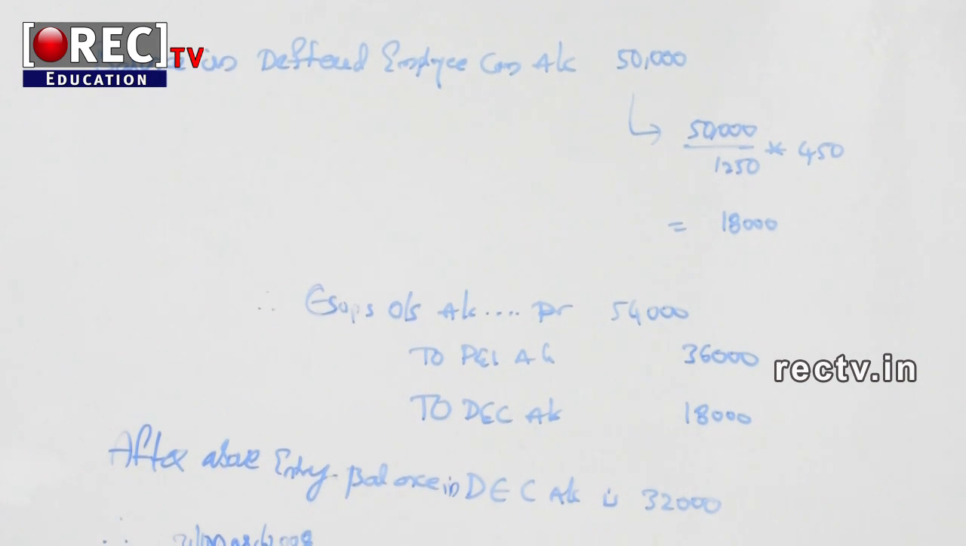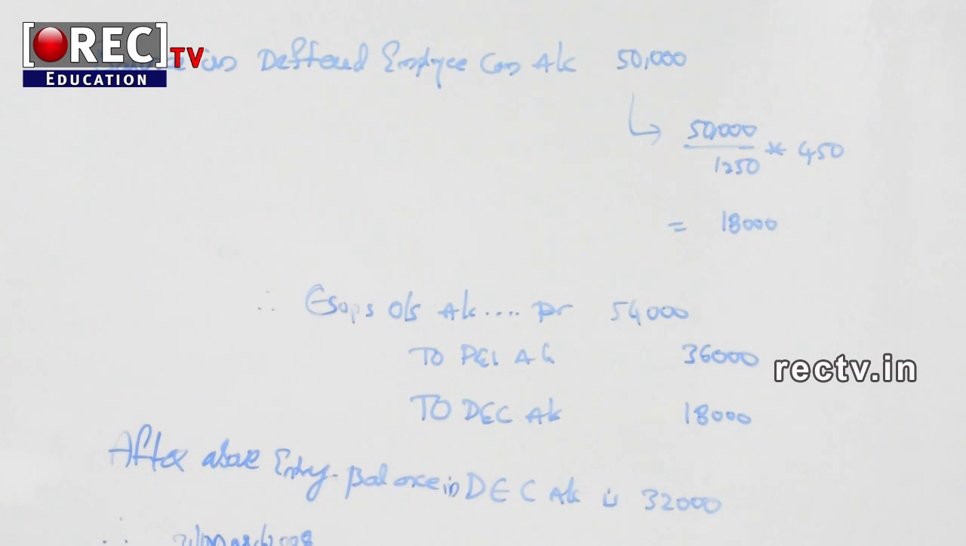After that our entry will be ESOPs outstanding account debit. It is a liability, so we have to reduce the 54,000 from ESOPs outstanding account. So we have debited ESOPs outstanding account with 54,000, and already we have booked expenditure excess of 36,000. So now we have to credit the P&L account, that's why P&L account 36,000.